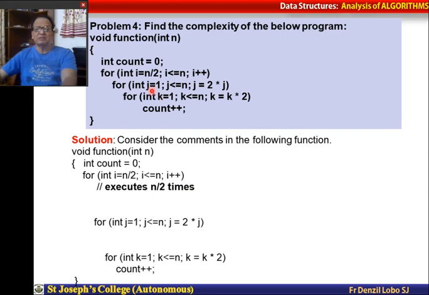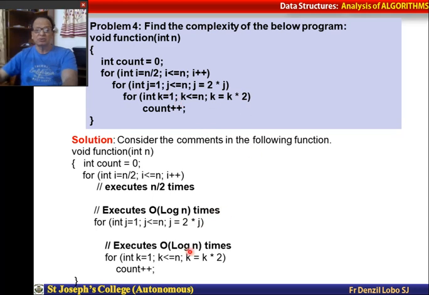Then we come to this loop. Here, as you see, it is 1 to n, but it is jumping by 2, 4, 8, etc. Therefore, it is like the binary tree. It is going to be of log n. When it is jumping by 2, it is going to be log n to the base 2, please remember. Then again we are coming here, it's almost the same, k is equal to k into 2, it is also log n. Therefore, what is the total complexity?